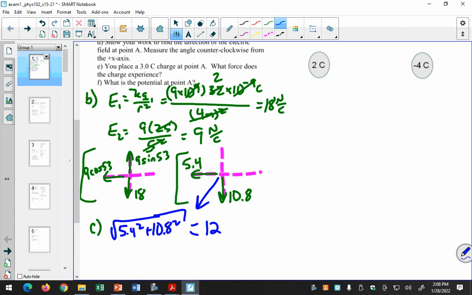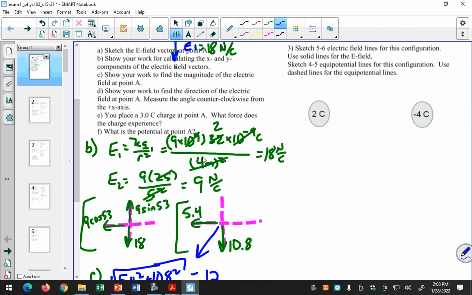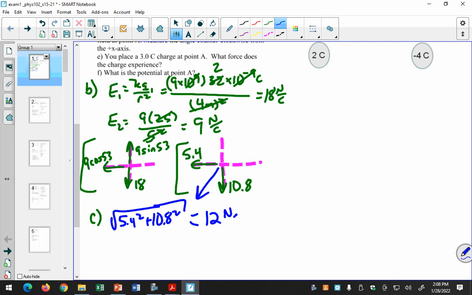Let's see how many sig figs. Yeah, so it looks like I have 2 sig figs in the problem, so I'm going to keep it at 2 sig figs right there. So that would be the magnitude of that vector, 12 newtons per coulomb.